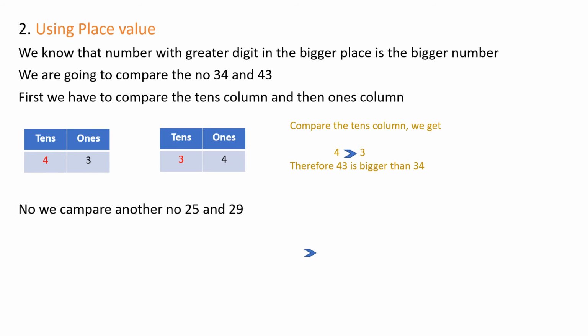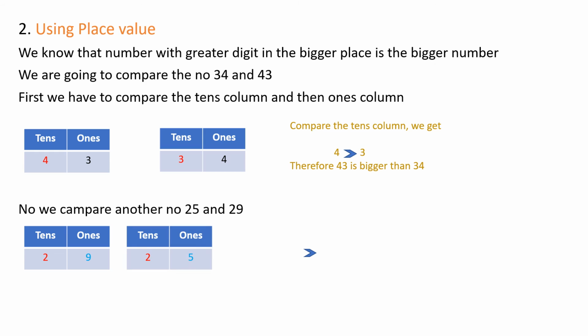Okay, now we can try another example. We have taken two numbers, 25 and 29. Now we are going to draw the place value table for both numbers. You see 29, the place value table: 9 comes under the ones, 2 comes under the tens. And in the number 25, in the ones we have 5 and in the tens we have 2.